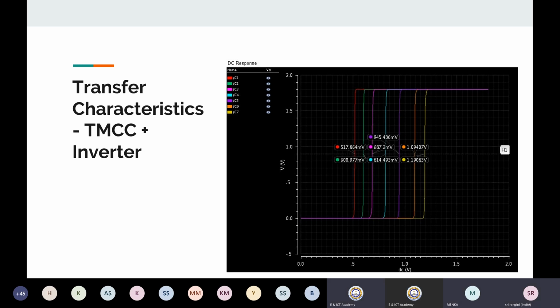Slide number 10 is again the transfer characteristics of the inverter, TMCC and inverter. So this has been given over here.